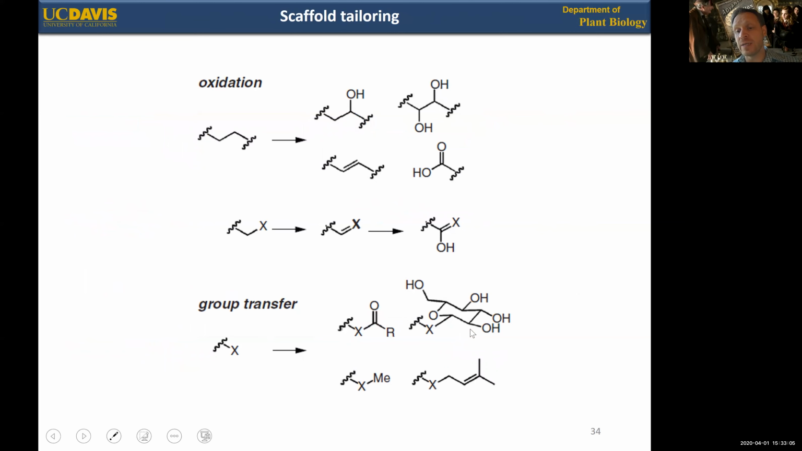And then for our tailoring reactions, there are many others, but really the two major ones used to tailor these scaffolds are oxidation and group transfers. The initial reactions are most commonly oxidations of the hydrocarbon backbones. And then subsequently, we can see a lot of different group transfers, right? Again, methylation, acylation, prenylation, glycosylation, and so forth are common group transfers that we'll see to modify the structure and the bioactivity of these compounds.